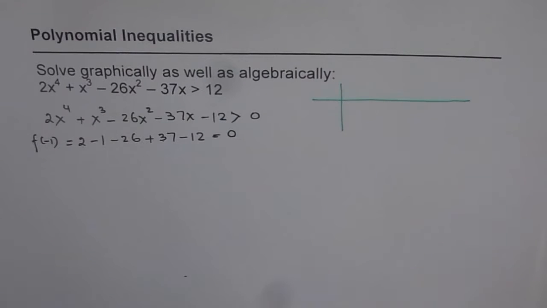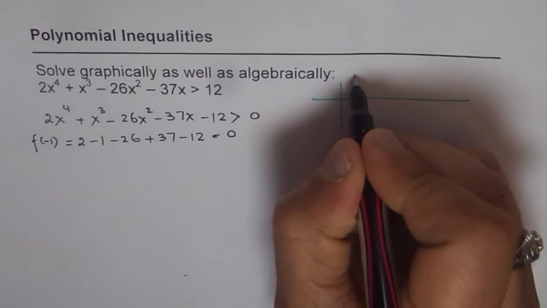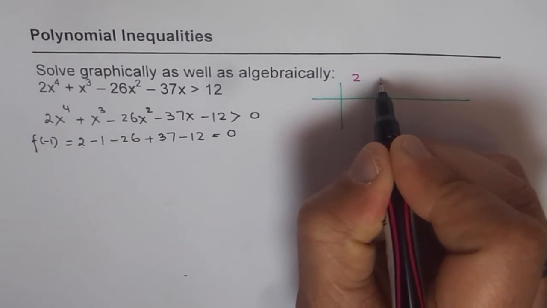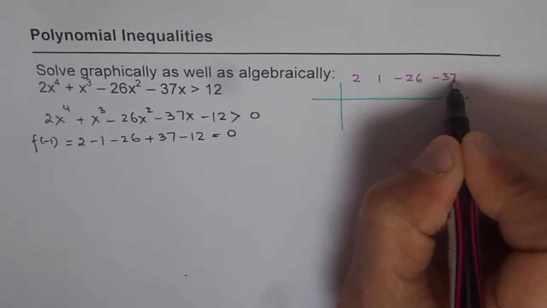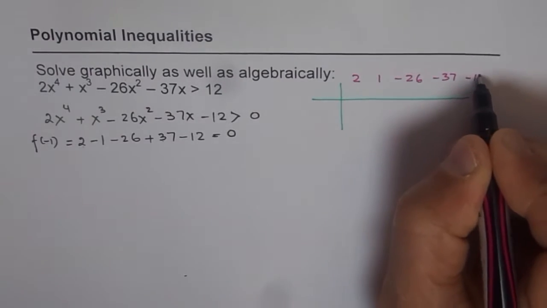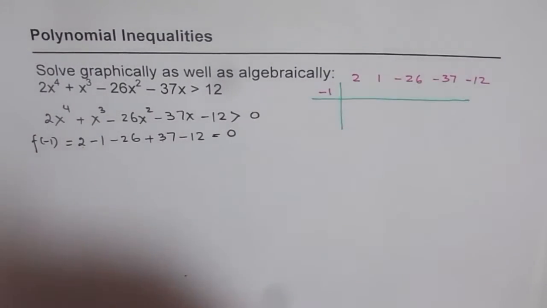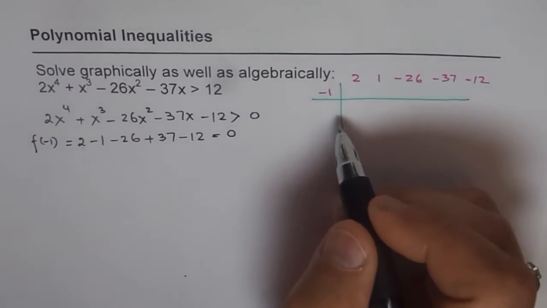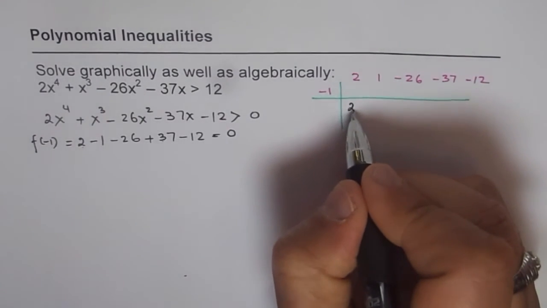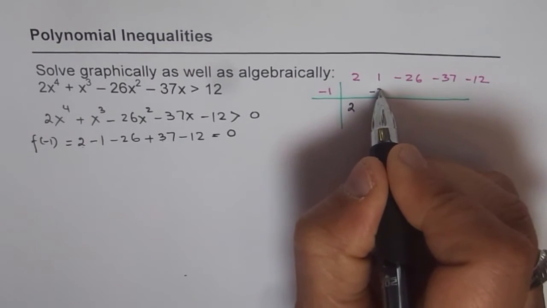These numbers for us are coefficients, which are 2, plus 1. So I'll write these coefficients here. So we have 2, then we have plus 1, minus 26, minus 37, minus 12, right? And we need to divide by minus 1 since that gives us 0. So that is what we're trying to do now. So to divide, what do we do? We bring 2 down. Multiply by this right here, you get minus 2.